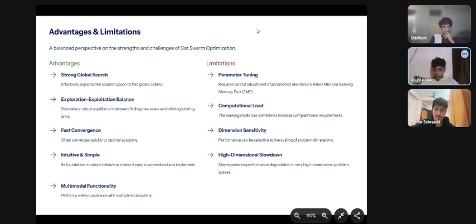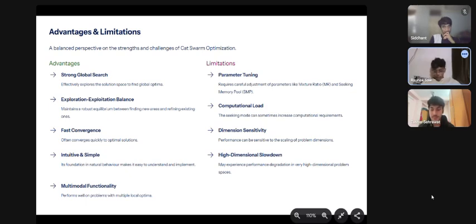CSO is a nature-inspired algorithm based on how cats behave, how they explore their surroundings and stay alert. This idea is used to solve complex optimization problems. It has some clear advantages. CSO searches globally, balances exploration and refinement, and often reaches a good solution quickly. It is simple to understand and works well even when there are many local optima.